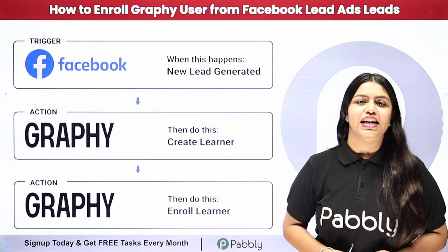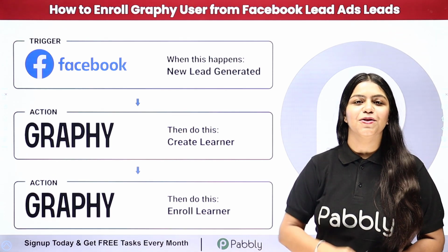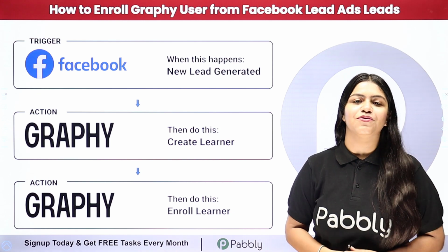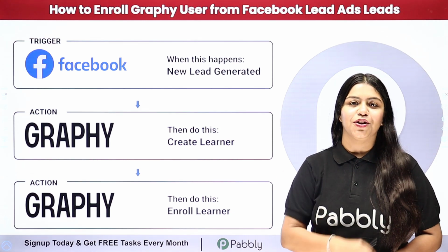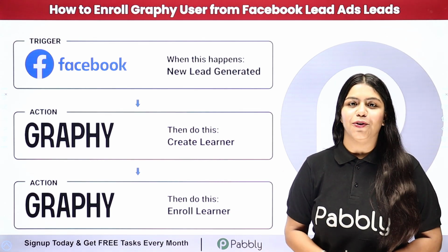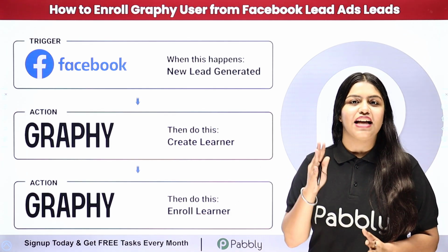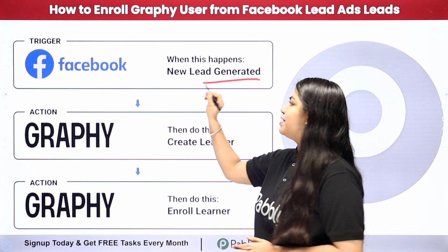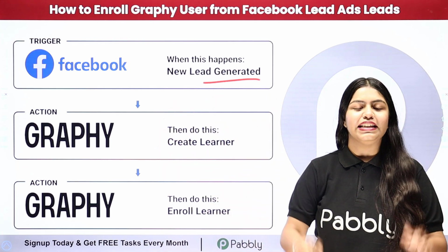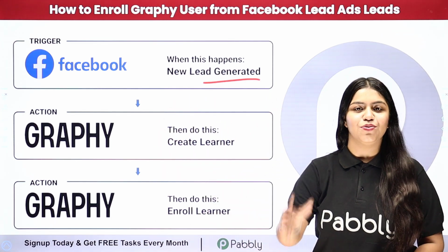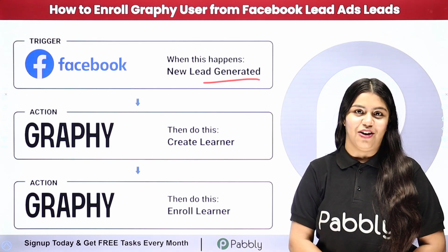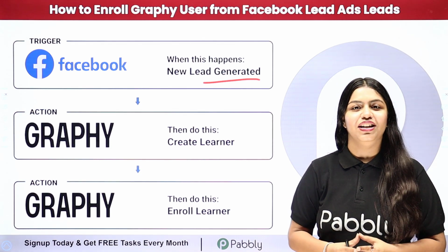So over here I'm running an edutech company and we also use Facebook lead ads to get more leads for our business. And now what we are going to do is we are offering a free course to all our Facebook lead ads. So what I want is that as soon as we receive a new lead through Facebook lead ads, automatically that same lead should be enrolled into my free course on my Graphy account. That too without any manual efforts.